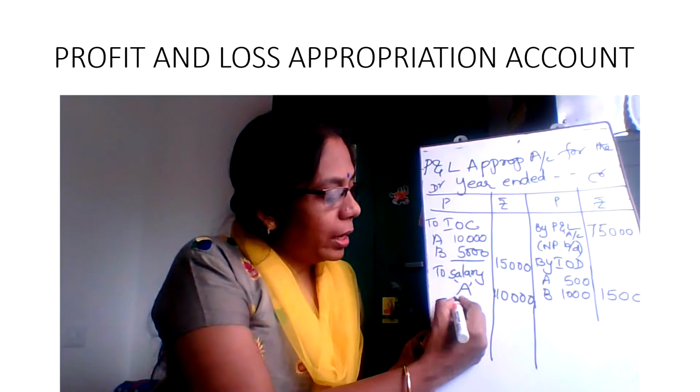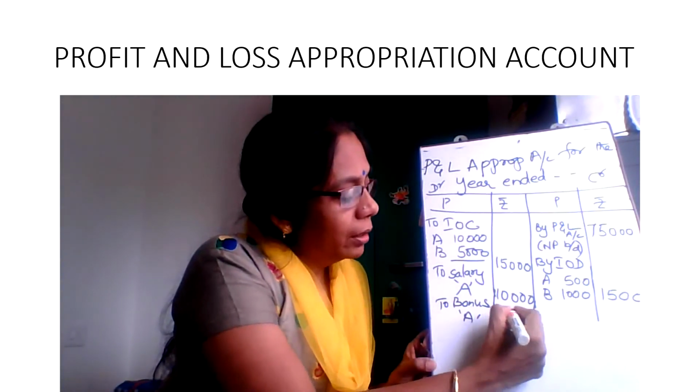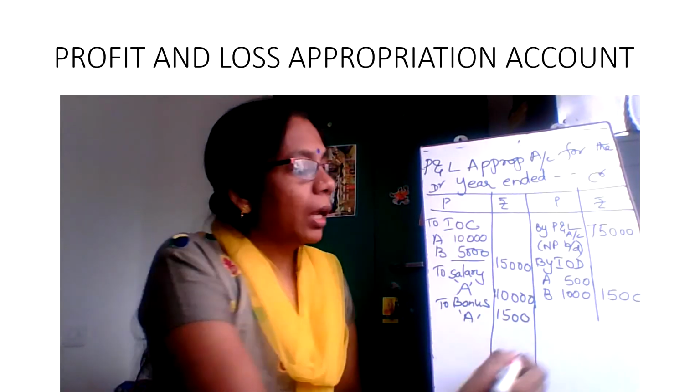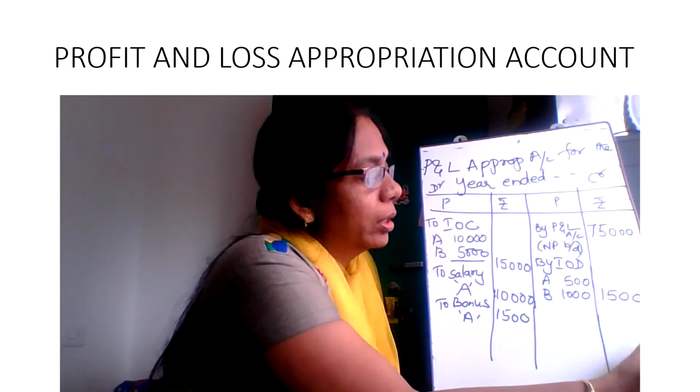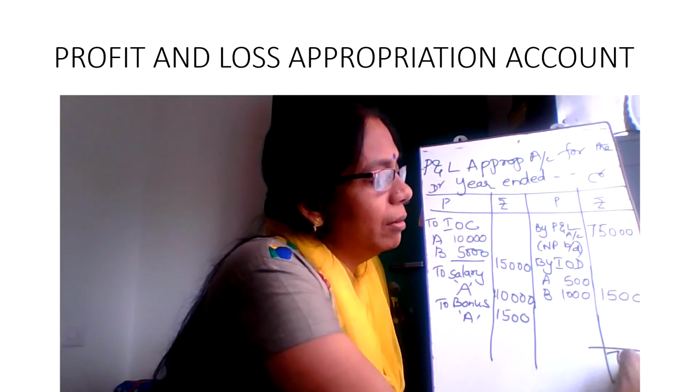So bonus to A. I am going to give bonus to A and this is going to be 1500. Now what is my credit total? You observe my credit total is 76,500.